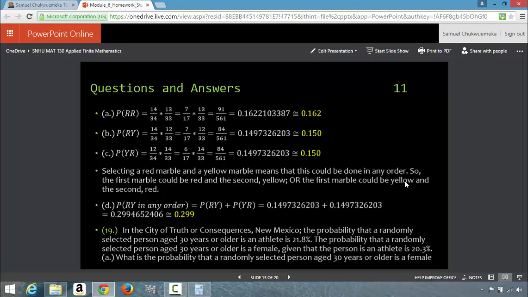Question 19. In the city of Truth or Consequences, do you know that there's a city like that in New Mexico? I would love to go there. I just use it in my lessons. I like the name, Truth or Consequences. Speak the truth or face the consequences.